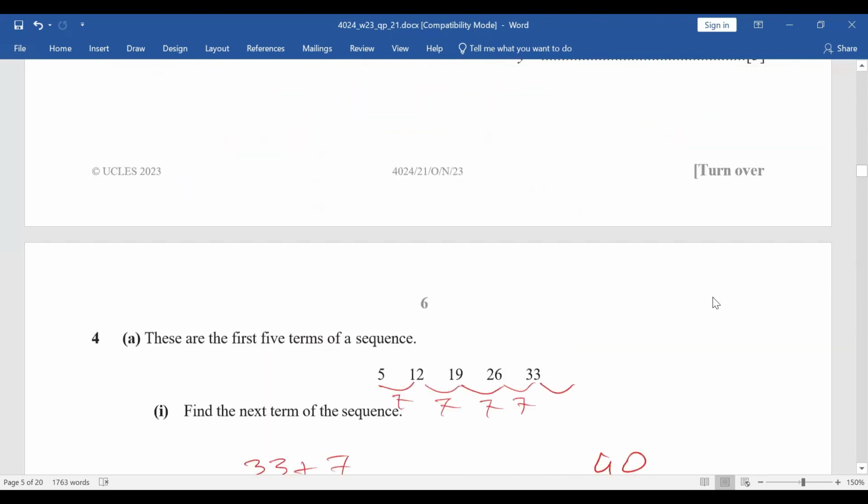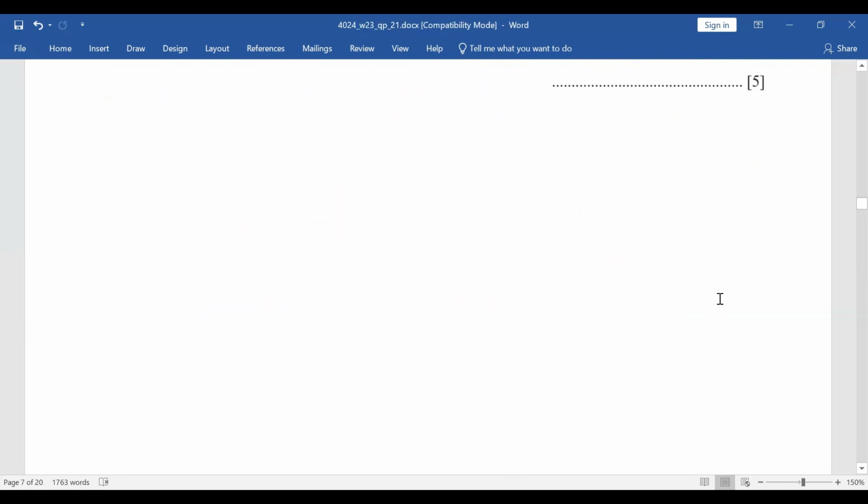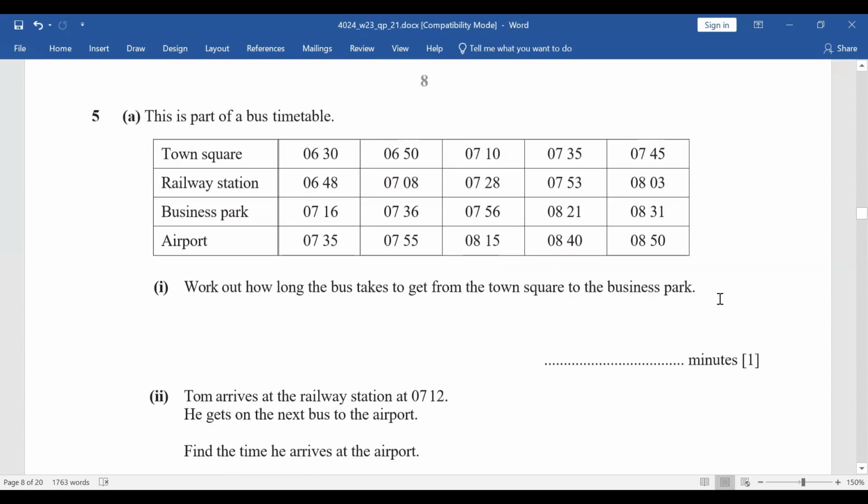Okay, let's move on to problem number 5. This is a part of a bus timetable. Town square, railway station, business park, airport. And there are 5 schedules mentioned here. Work out how long the bus takes to get from the town square to the business park.